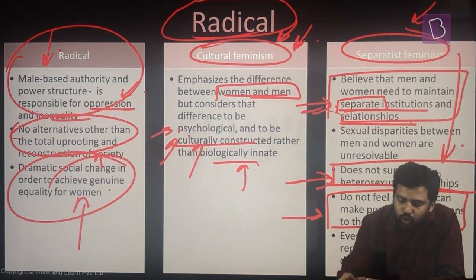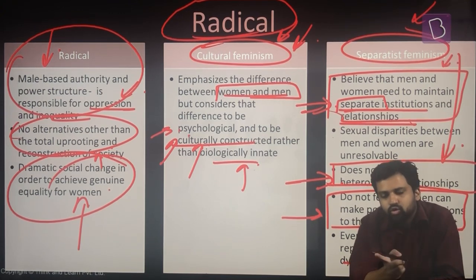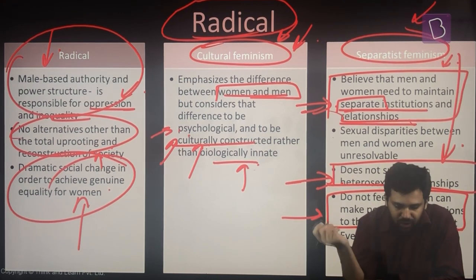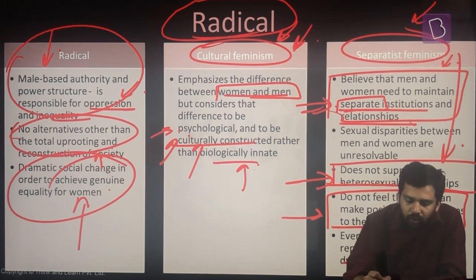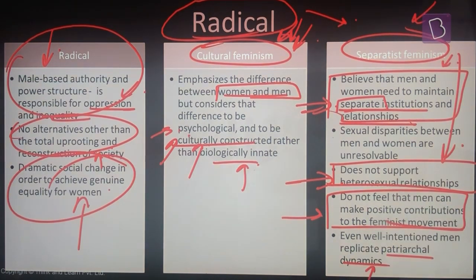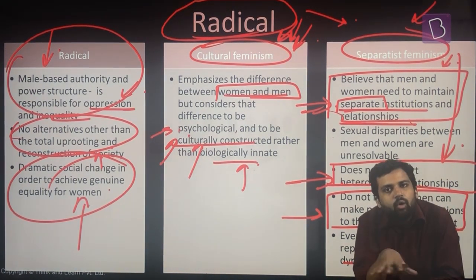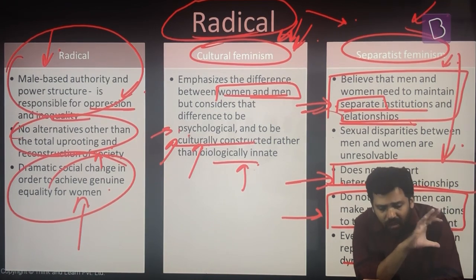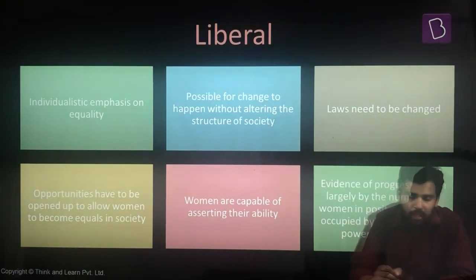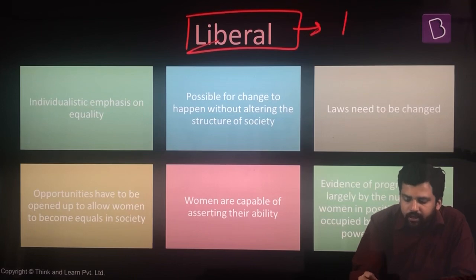You cannot work in the same institutions. So they are the ones who say that we need to have separate institutions. There should not be any heterosexual relationships. But again, it is one of the radical views. So radical feminists, some of them belong to this school of thought. Apart from radical feminism, another strand of thought is liberal feminism.